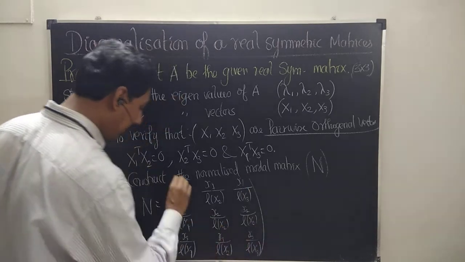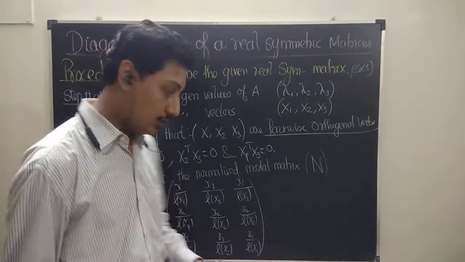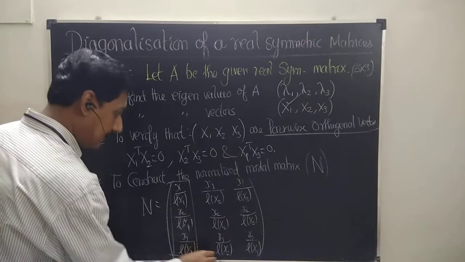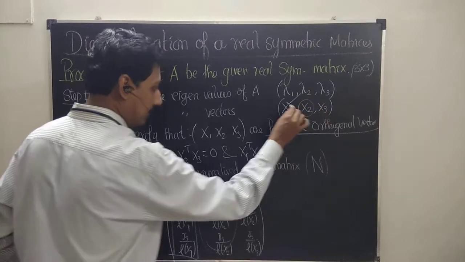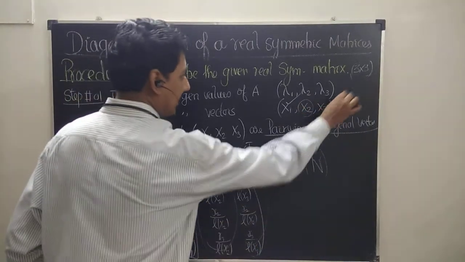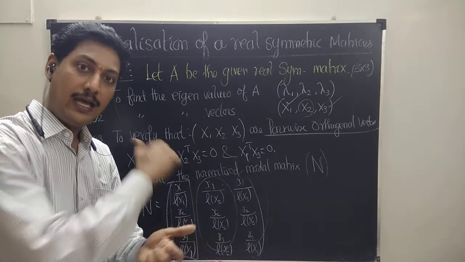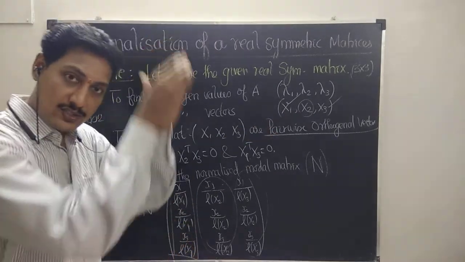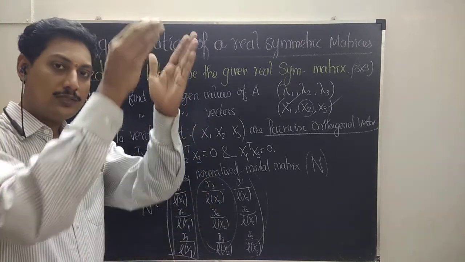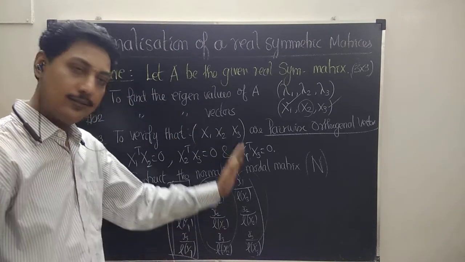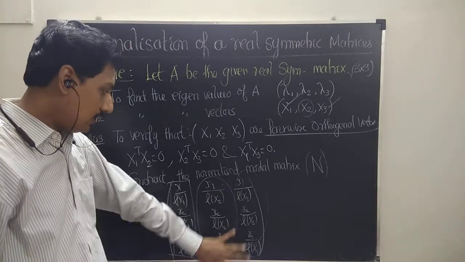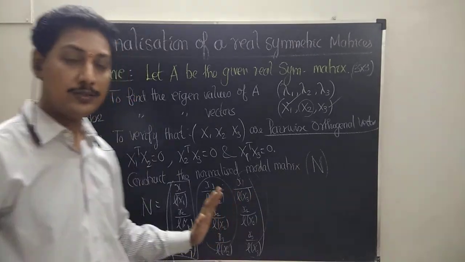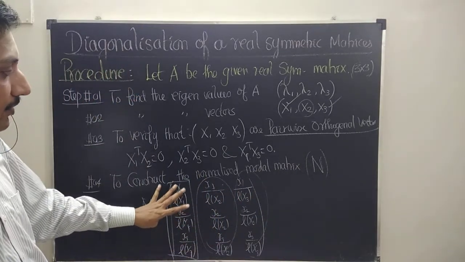I made a separate video for the normalized eigenvectors. The first column comes from the first eigenvector, the second based on the second eigenvector, the third from the third eigenvector. We find its length and divide by the corresponding lengths. It is fixed in the first column, the first normalized eigenvector, second column, the second normalized eigenvector, third column, the third normalized eigenvector. So this matrix is called the normalized modal matrix. This is the important fourth step.